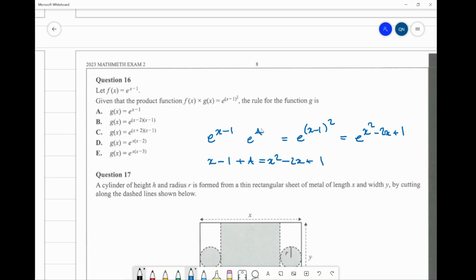If you solve for a, it is x squared minus 3x plus 2, right? You can factor this into x minus 1, x minus 2. Is that right? Yeah, so it's going to be option B.